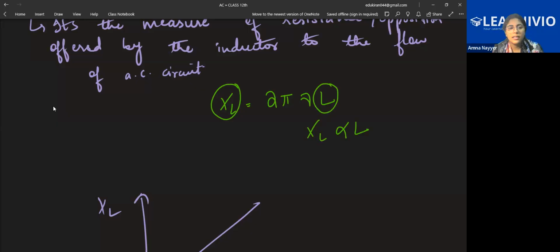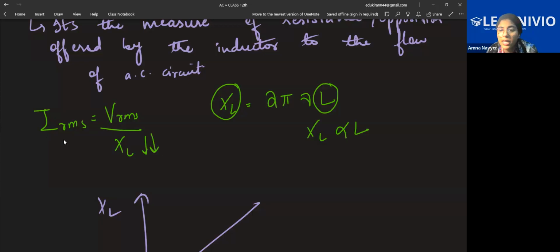See class, the IRMS in this circuit will be VRMS, ERMS, whatever is given, divided by XL. This is the resistance. So if the resistance is very less, Zara, you tell me what will happen to the current if resistance XL is very less?